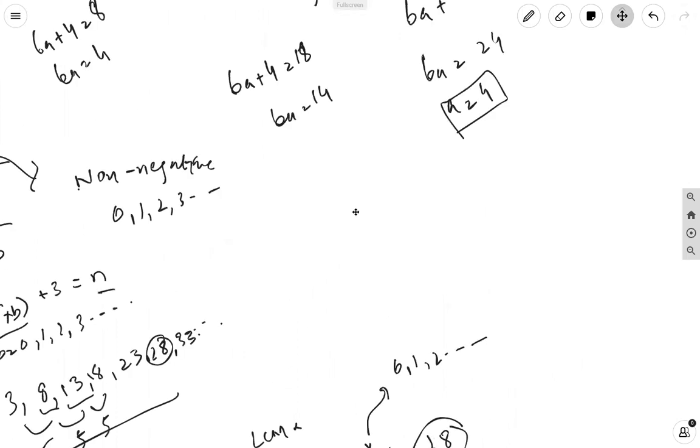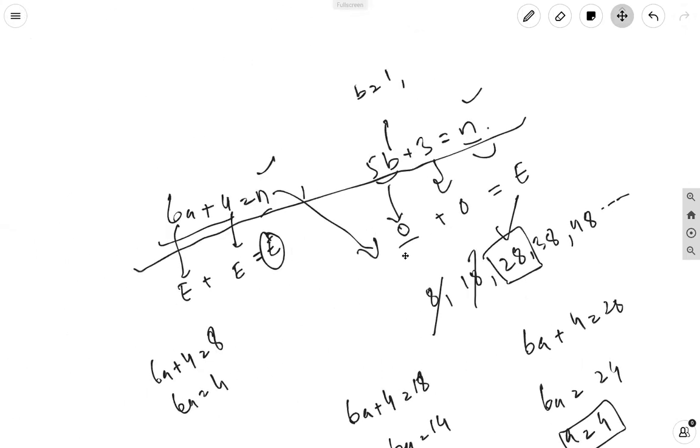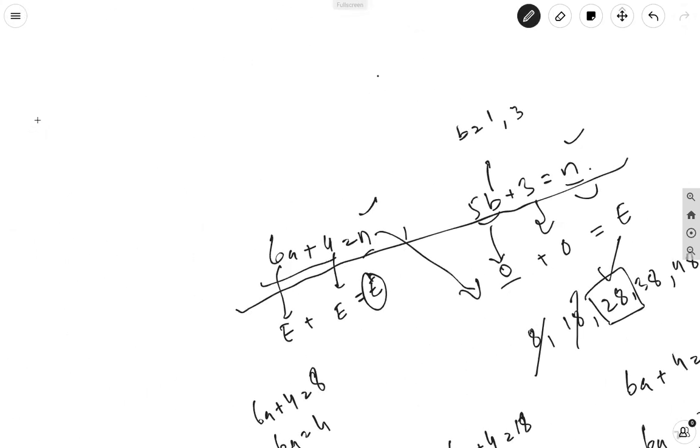You're saying that if you do it this way, you are saying that 6a plus 4 is equal to 5b plus 3, right? Okay. How will you proceed? Yes, kind of. And we have the options, so we can plug in the values. There are some cases in which you don't have the options.